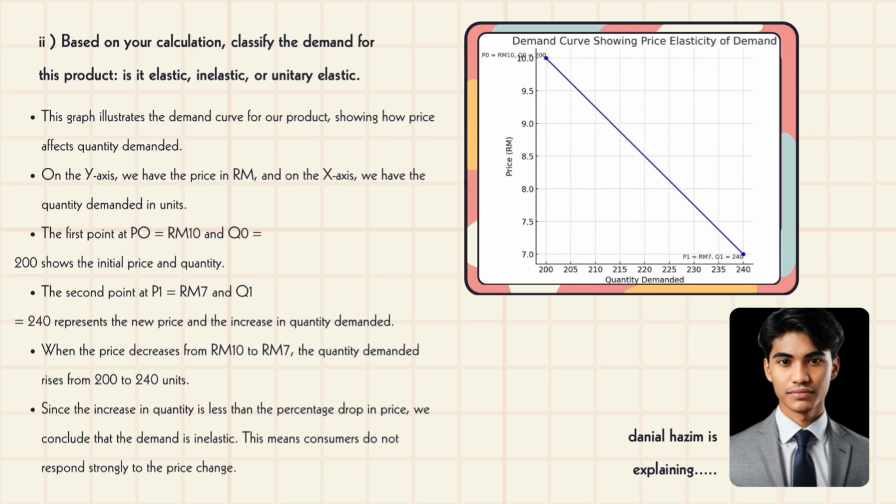This graph illustrates the demand curve for our product, showing how price affects quantity demanded. On the vertical axis, we have the price in RM, and on the horizontal axis, we have the quantity demanded in units. The first point at P0 is RM 10 and the quantity is 200, showing the initial price and the initial quantity. The second point at P1, which is RM 7, and Q1 is 240 units, the new price and the new quantity demanded.